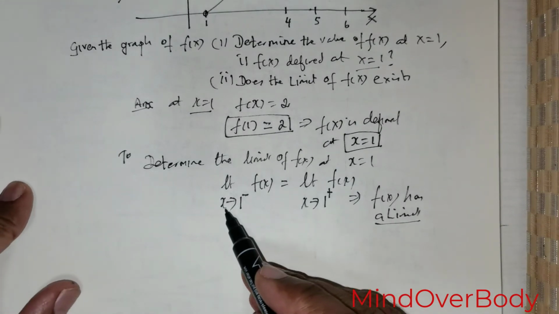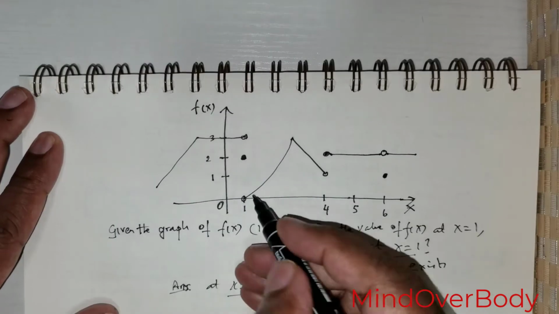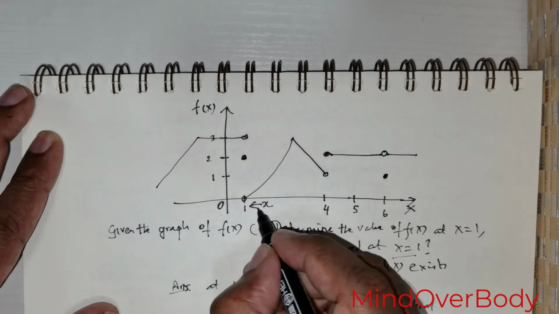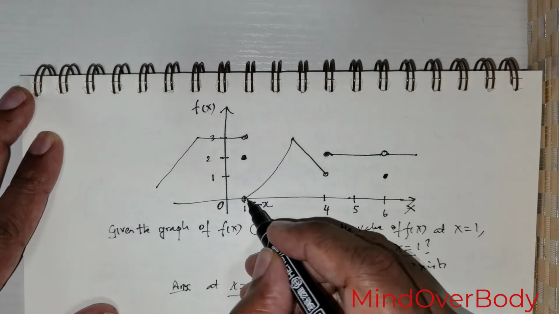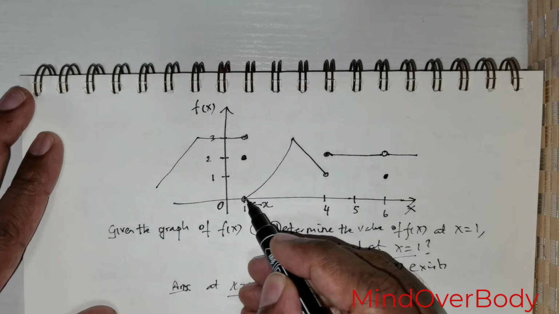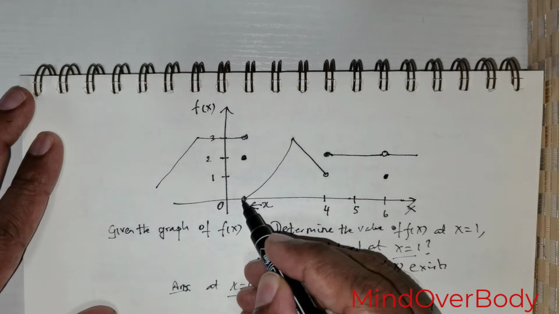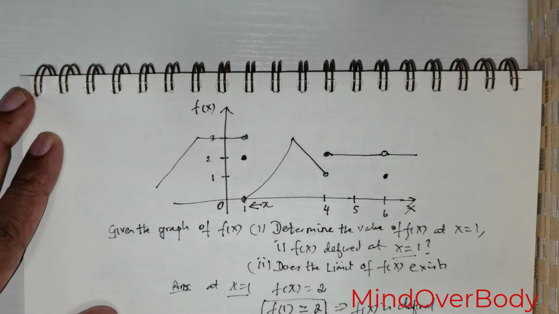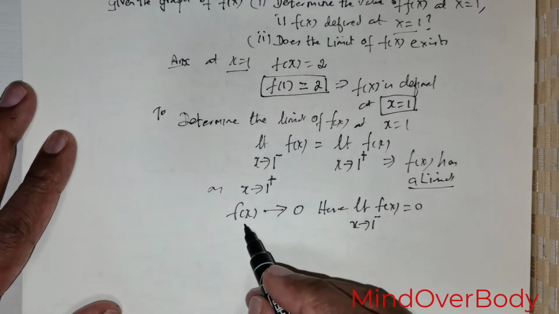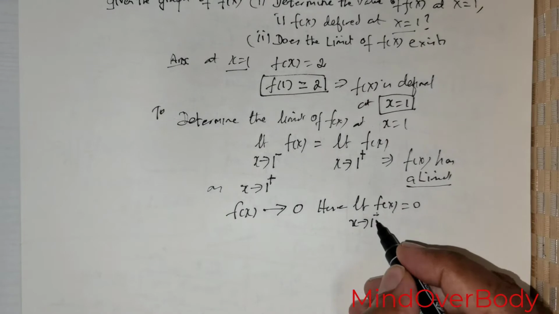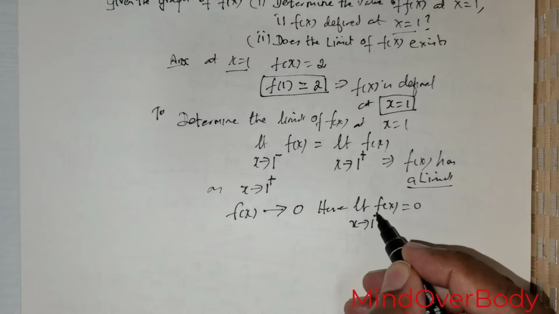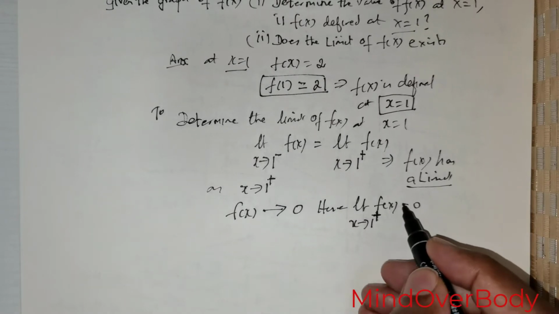So let us just take a value of x closer to 1. As x approaches 1 from the right side, I'm just taking a value which is very close to 1 on the right hand side. Subsequently, f of x is going to be very close to 0. So that means we can suitably conclude, as x is tending towards 1 from the right side, f of x is going towards 0. So I can write that limit x tending to 1 with the positive sign, f of x is equal to 0.